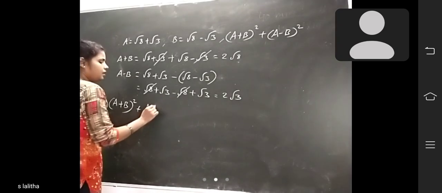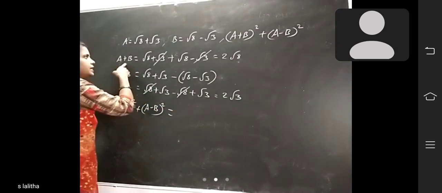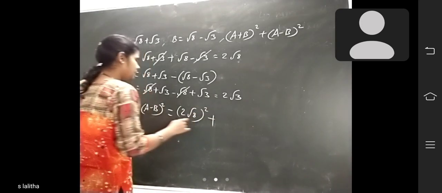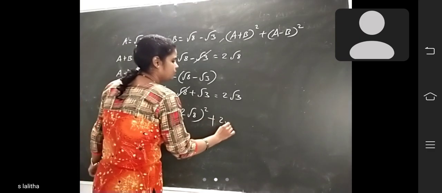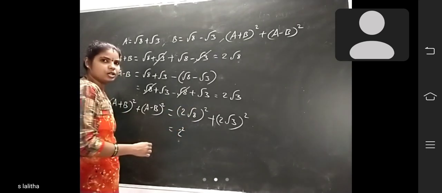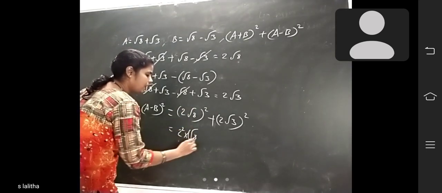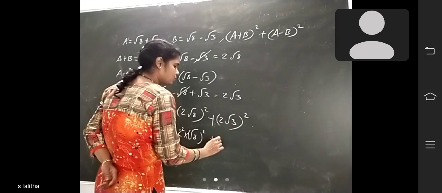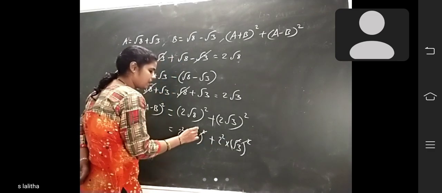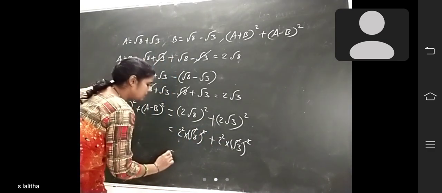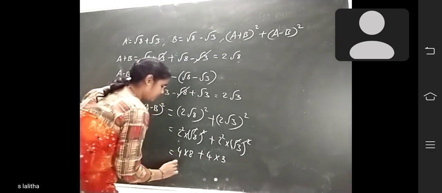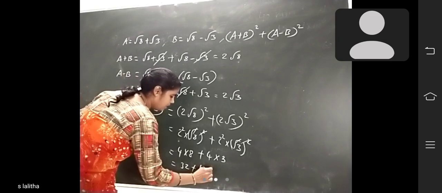Okay. Now find (a plus b) whole square plus (a minus b) whole square. What is the a plus b value? (2 root 8) whole square plus the a minus b value, (2 root 3) whole square. Okay. (2 root 8) whole square means 2 square into (root 8) whole square, plus 2 square into (root 3) whole square. Square and square root will be cancelled. 2 square means how much? 4. 4 into 8 plus 4 into 3. 4 eights are 32. 4 threes are 12. How much?